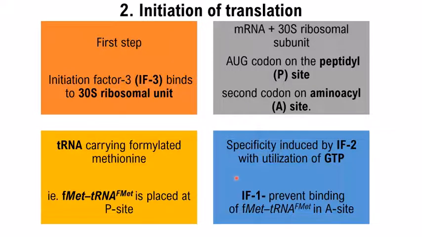So as long as initiation factor number 1 is attached to the 30S subunit, the formylmethionine tRNA cannot be placed at the A site. It is actually blocking the A site. By blocking, it is preventing the attachment of formylmethionine tRNA in the A site. So because of this reason, the formylmethionine tRNA is placed at the P site.